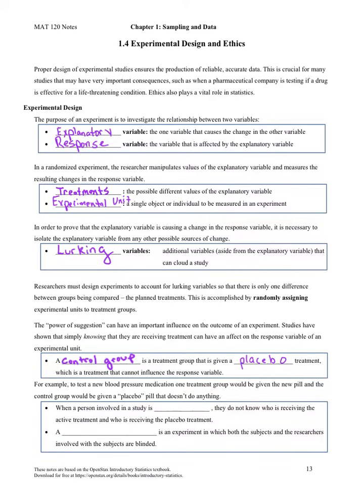Often in a study, a person does not know if they are receiving the active treatment or not. This is called blinded. And sometimes both the subject receiving the treatment and the researcher involved with the treatment, neither of them know if they are giving or receiving the placebo or not. This is referred to as double-blinded.